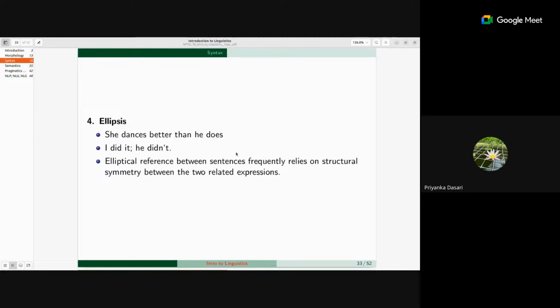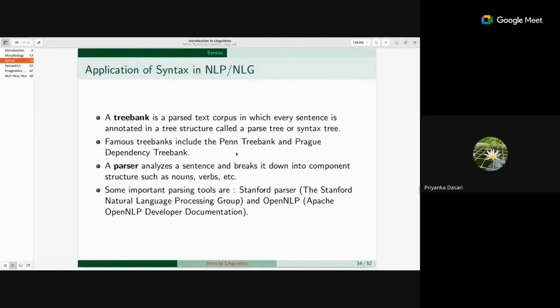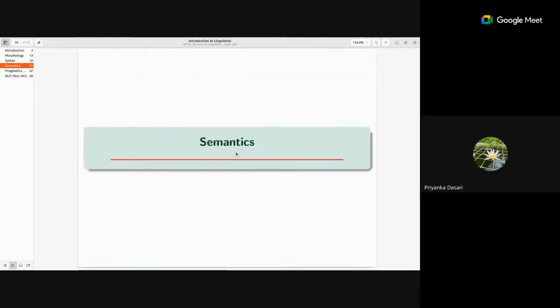Some applications of syntax in NLP are treebanks. These concepts, treebanks, parsers, all this you will be coming to know in the further lectures. I will not go much into this now.